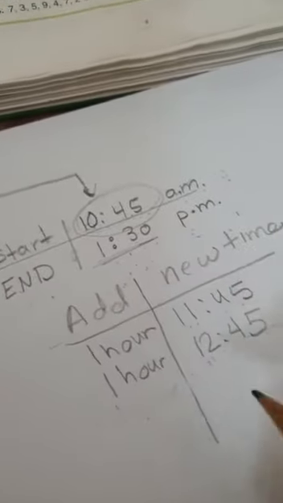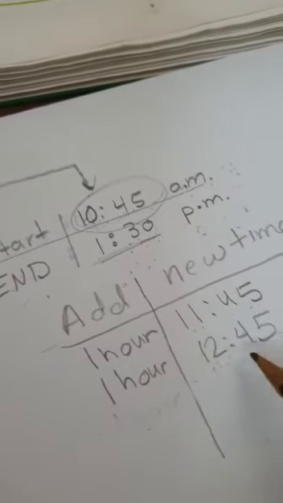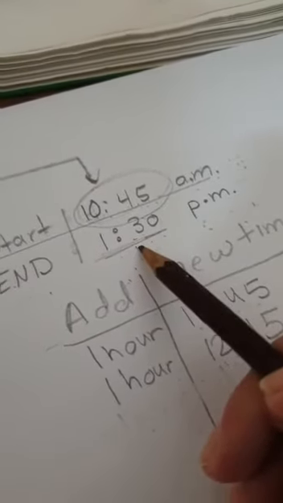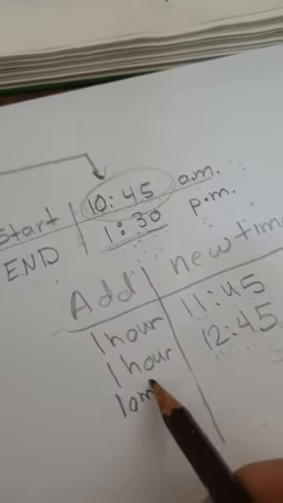What do we have to add to get to the end time? I will start with minutes. Do you remember when we skipped by 10? Yes, excellent boys. We will use it now. First, 10 minutes.